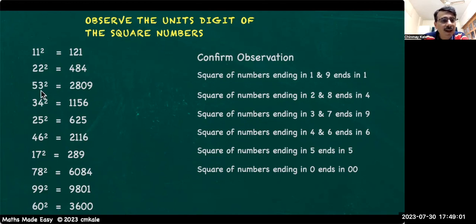The numbers which end in either 3 or 7, their squares always end with 9. Numbers ending with 4 or 6, their squares end in 6. Numbers ending with 5, their squares end with 5. A number ending with 0, their squares end with 0. So this is our confirmation. I encourage you to try out some of the squares by yourself, and you can confirm some of these observations also.